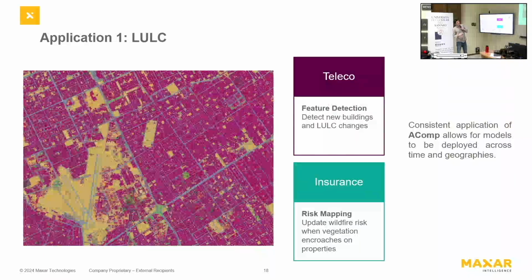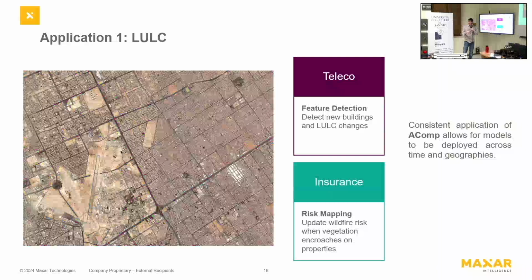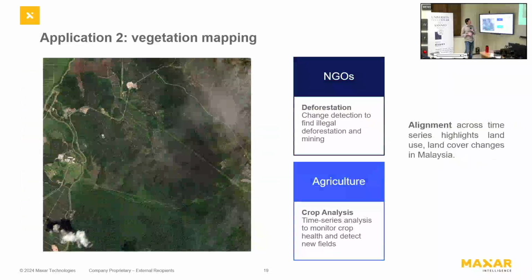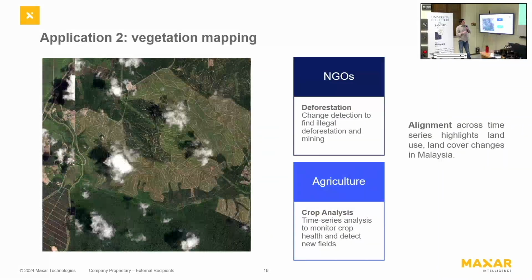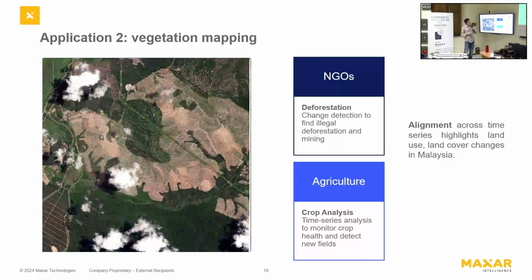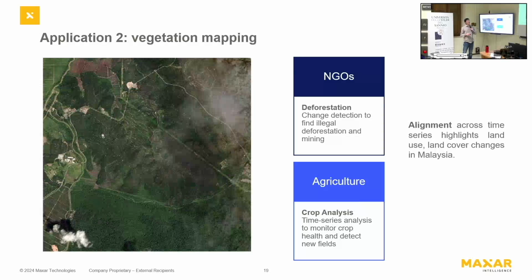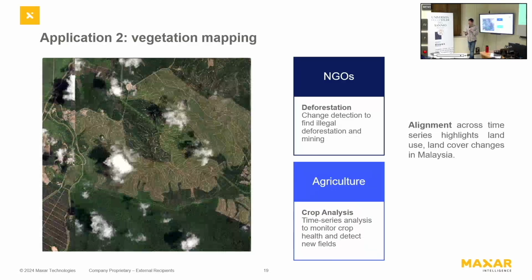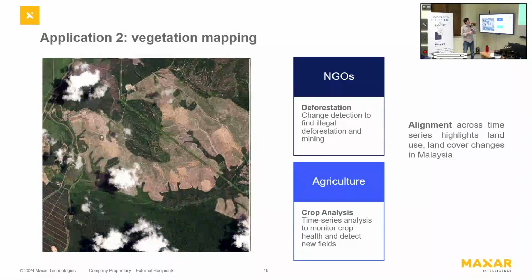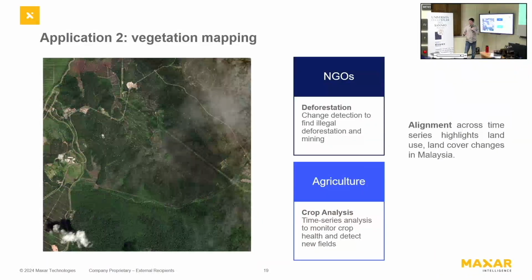Also here, consistency of the data is really important. So you want to use ACOM, you want to use surface reflectance. Here we have a time series over forest. And the alignment is really key here because you want to make sure that when you align the data, if there is some deforestation, you don't have false positive or false negative.